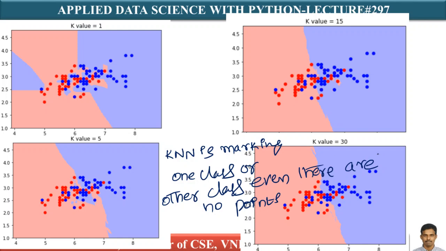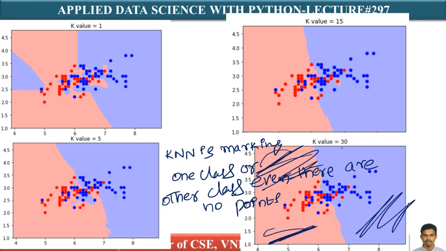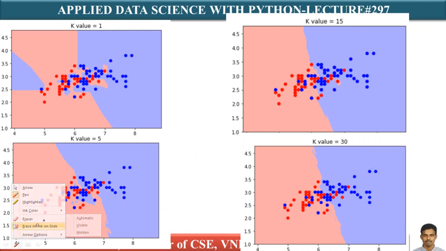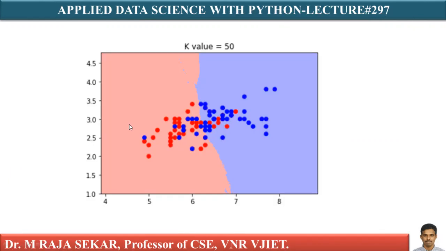Just see, that's what's happening here. Here you don't have points, but still it is assigning some color. As k increases, it is much more smoother. Just see, for k equal to 50, this decision boundary becomes much more smoother.